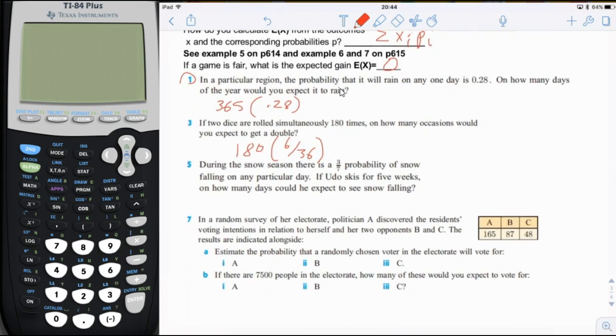And during the snow season, there is a 3/7 probability of snow falling on any particular day. If Udo skis for 5 weeks, on how many days could he expect to see snow falling?